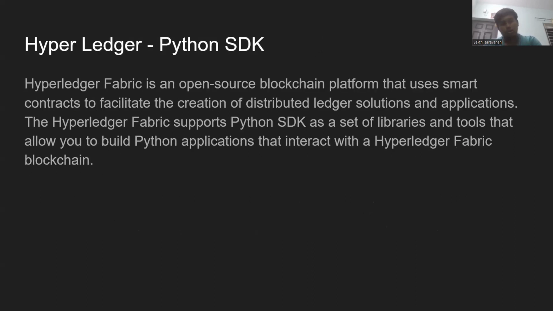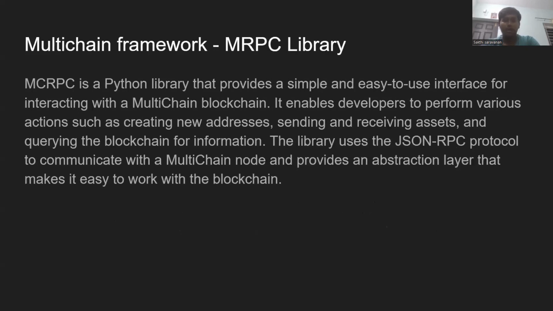So Hyperledger Fabric is an open source blockchain platform that I have explained before, and Multichain is a platform with an MRPC library. So Multichain is a framework, a platform to build blockchain applications. MRPC is the library which supports communicating with this network from our Python software application. It enables developers to perform various actions such as creating new addresses, sending and receiving assets, and querying the blockchain for information. The library uses JSON RPC to communicate with the Multichain node and provides an abstraction layer that makes it easy to work with blockchain.